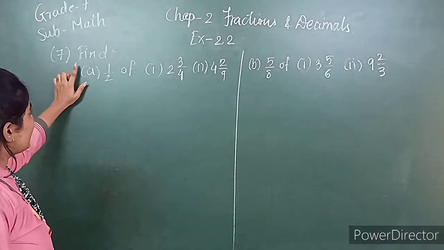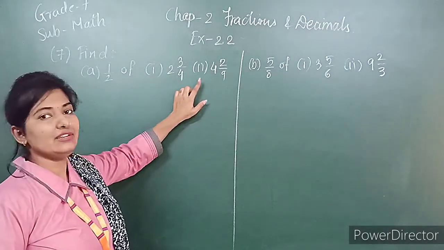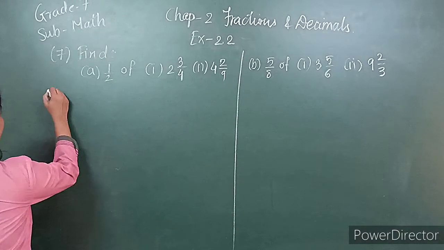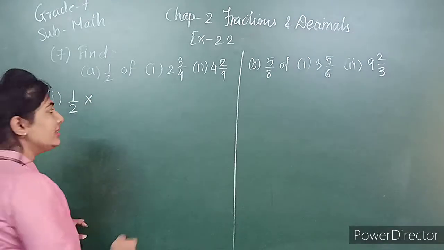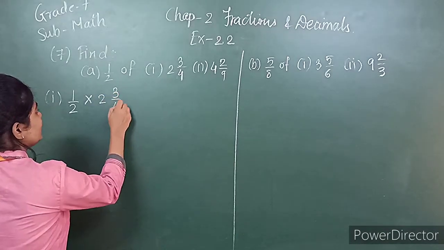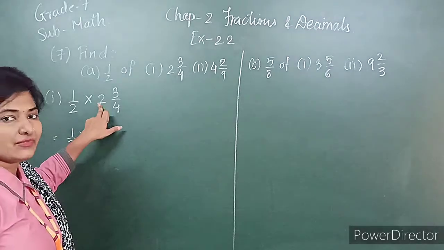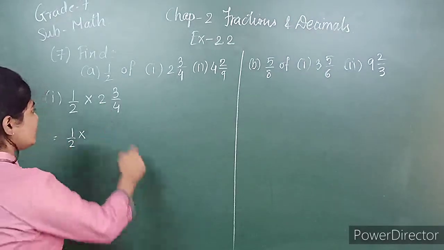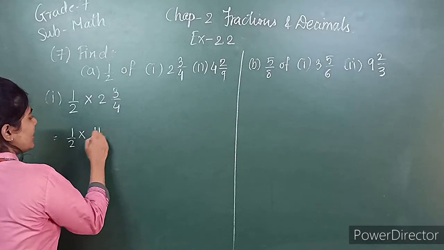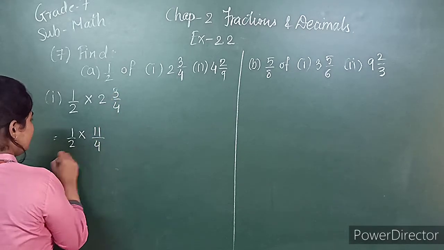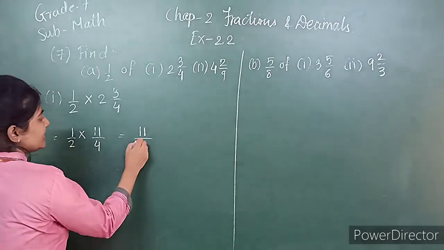Now question number 7. Find A, 1 by 2 of first question 2 3 by 4, second 4 2 by 9. So let's solve the first question. 1 by 2 of, it means multiply 2 3 by 4. So here 1 by 2 into, this number is given in a mixed fraction form, so we have to convert it. So 4 2s are 8, 8, 9, 10 and 11. So it is 11 upon 4. So now 11 ones are, it is 11, and here 2 4s are, it is 8.